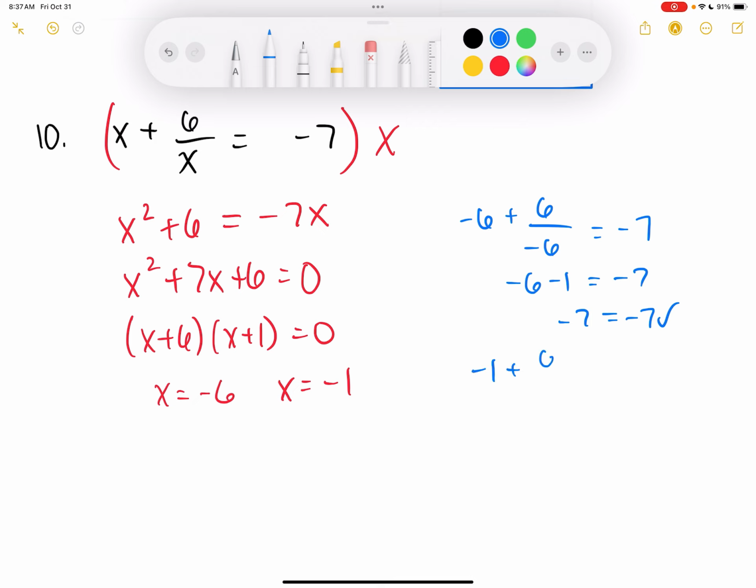Then negative 1. Negative 1 plus 6 over negative 1 equals negative 7. So that's just a negative 6. So that's negative 7 equals negative 7. So that one's also good.